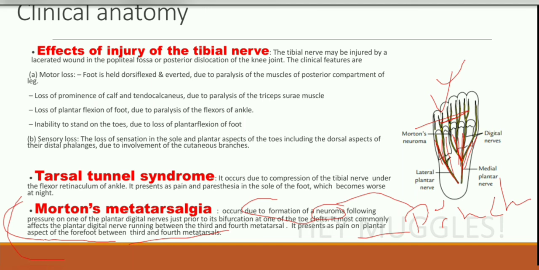So with this we complete the origin, course, branches and clinical anatomy of the tibial nerve, the larger terminal branch of the sciatic nerve. In the next video we would cover the common peroneal nerve. The common peroneal nerve is the smaller terminal branch of the sciatic nerve, right?